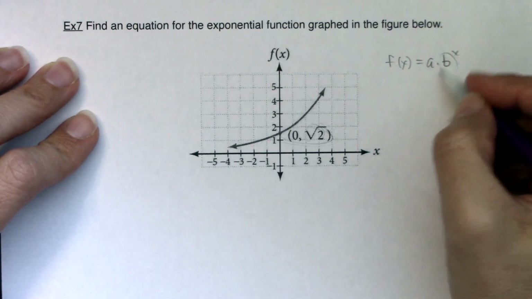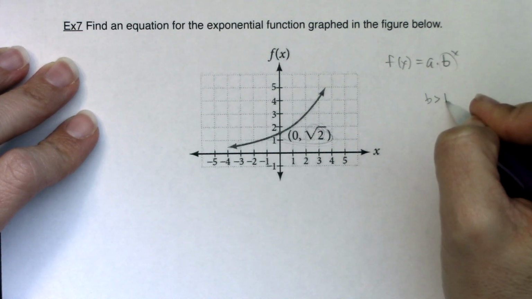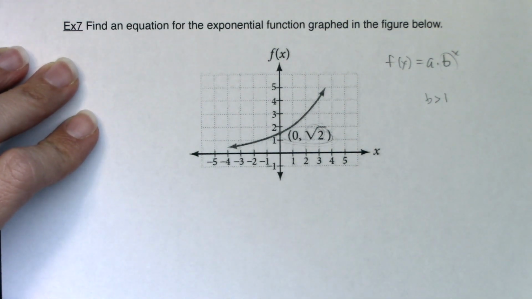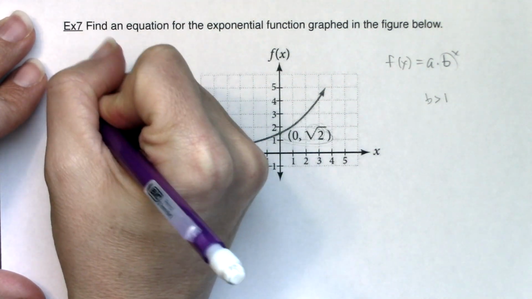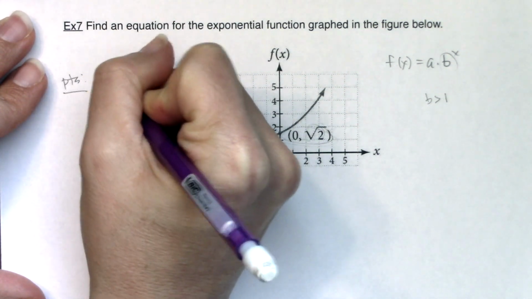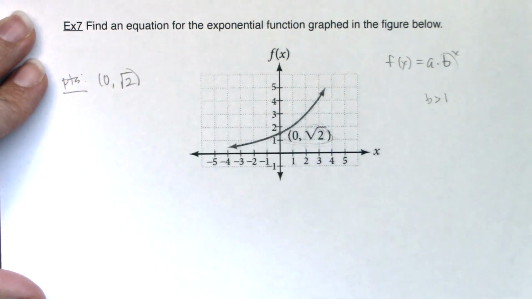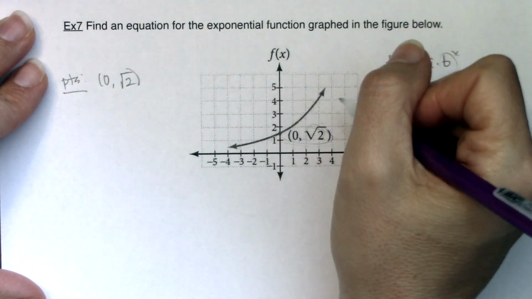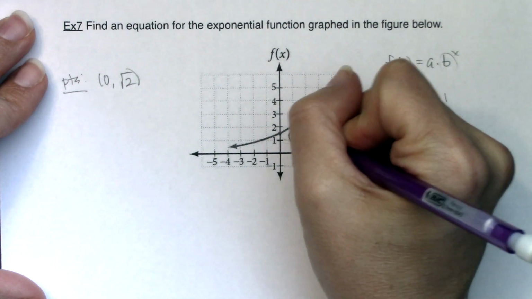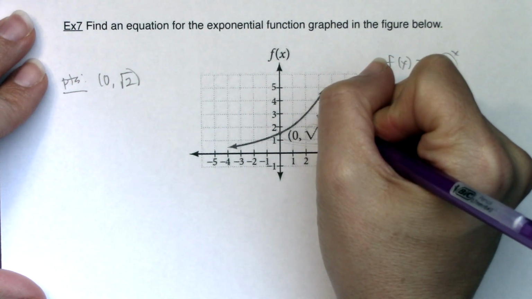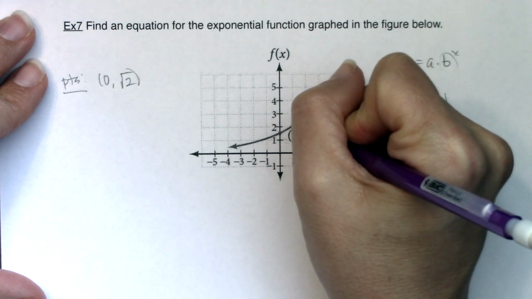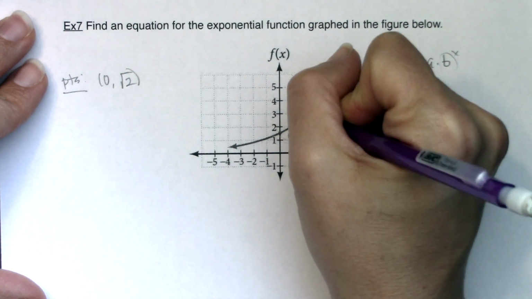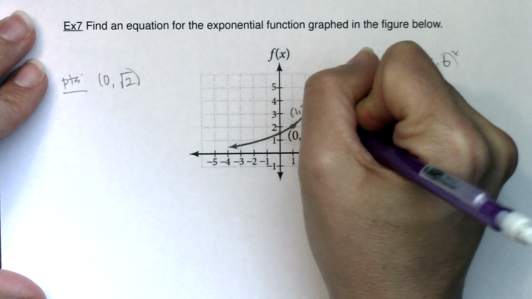So I'm going to find a b value. We'll get it in a moment, but it's got to be greater than 1 because this is exponential growth. So I'm going to look for 2 points. They gave me 1. Let me rewrite this. It's 0, root 2. And then I want to look for a grid point. I want to kind of make my life easier. And as I look at a grid point, I think I'm seeing 1, 2. So I'm going to take a look at that point 1, 2.